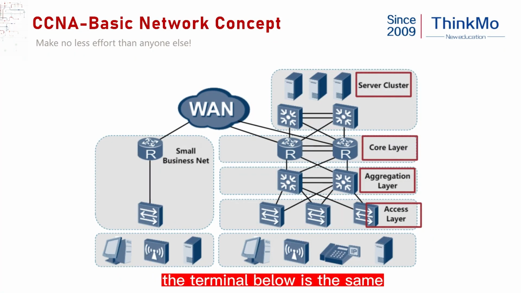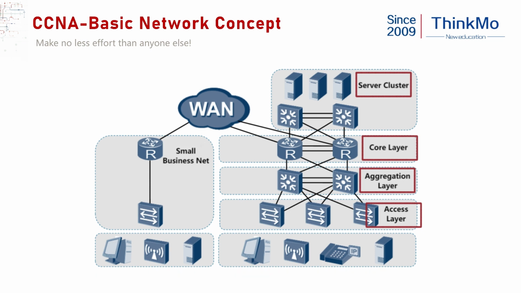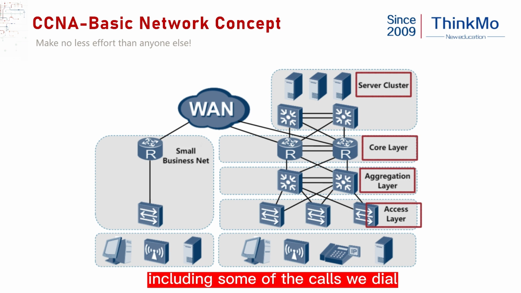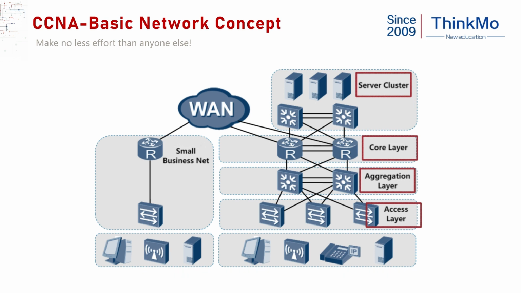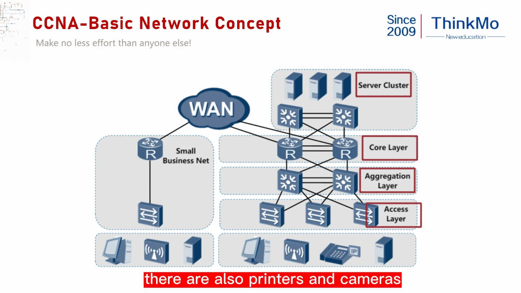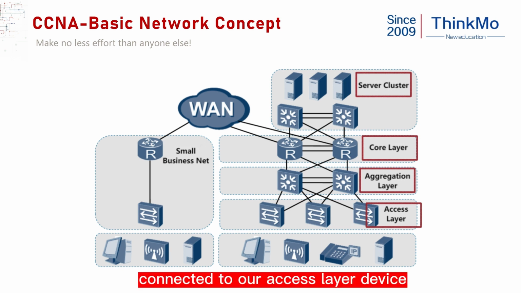The terminal below is the same. For example, some PC wireless devices, telephones, including some of the calls we dial, and some of our internal servers, etc. These terminal devices, there are also printers and cameras, can be accessed, connected to our access layer device.